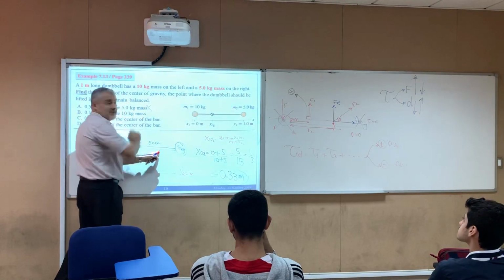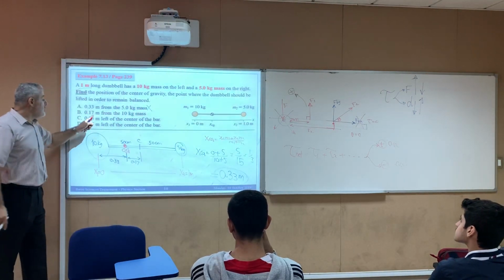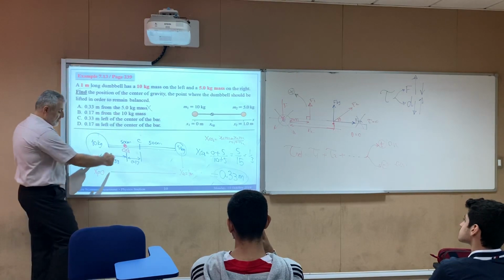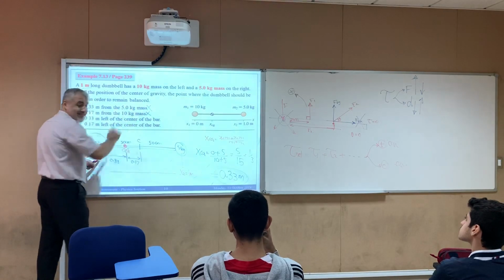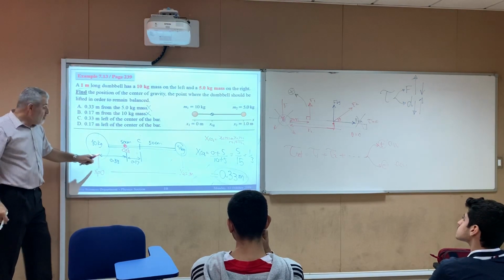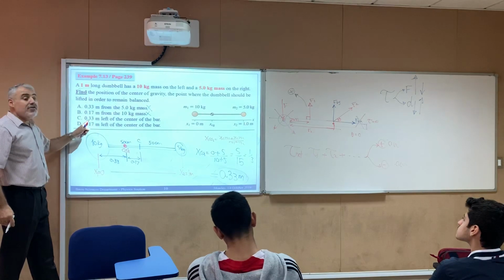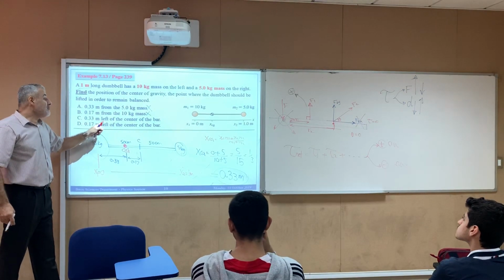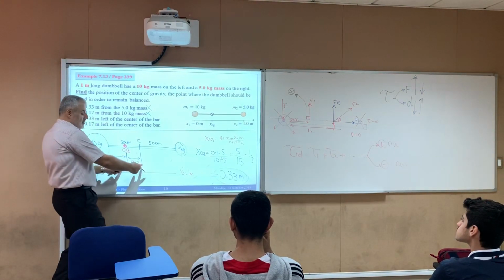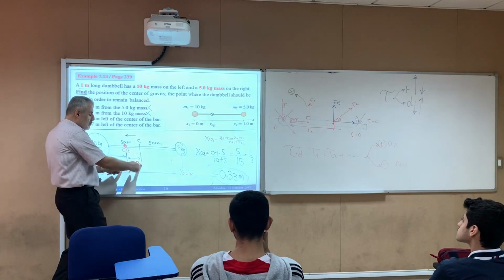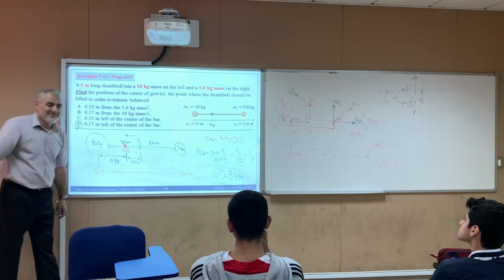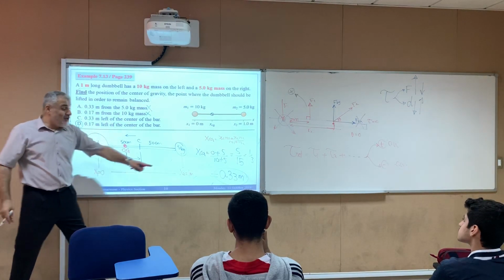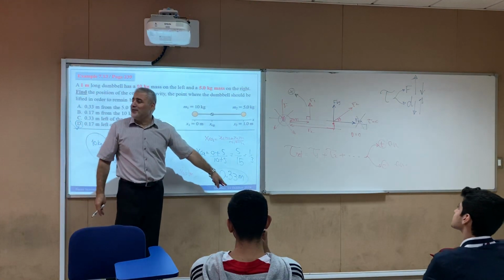Now, the next option says 0.17 from the 10 kilogram. It's not from the 10, it's 0.33, so this is also wrong. We consider this is 0.33 from left to the center. Yes, it is left to the center, but it's not 0.33. So this is the option. You see, you find it, oh, it's 0.33.